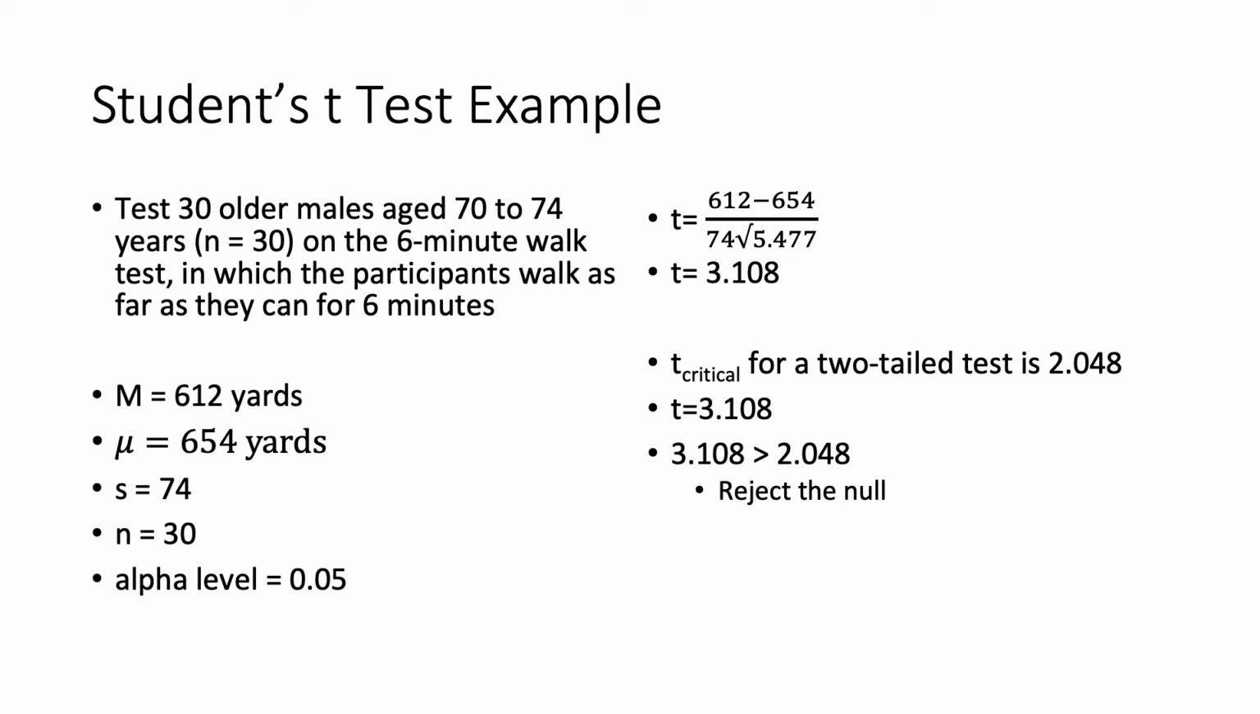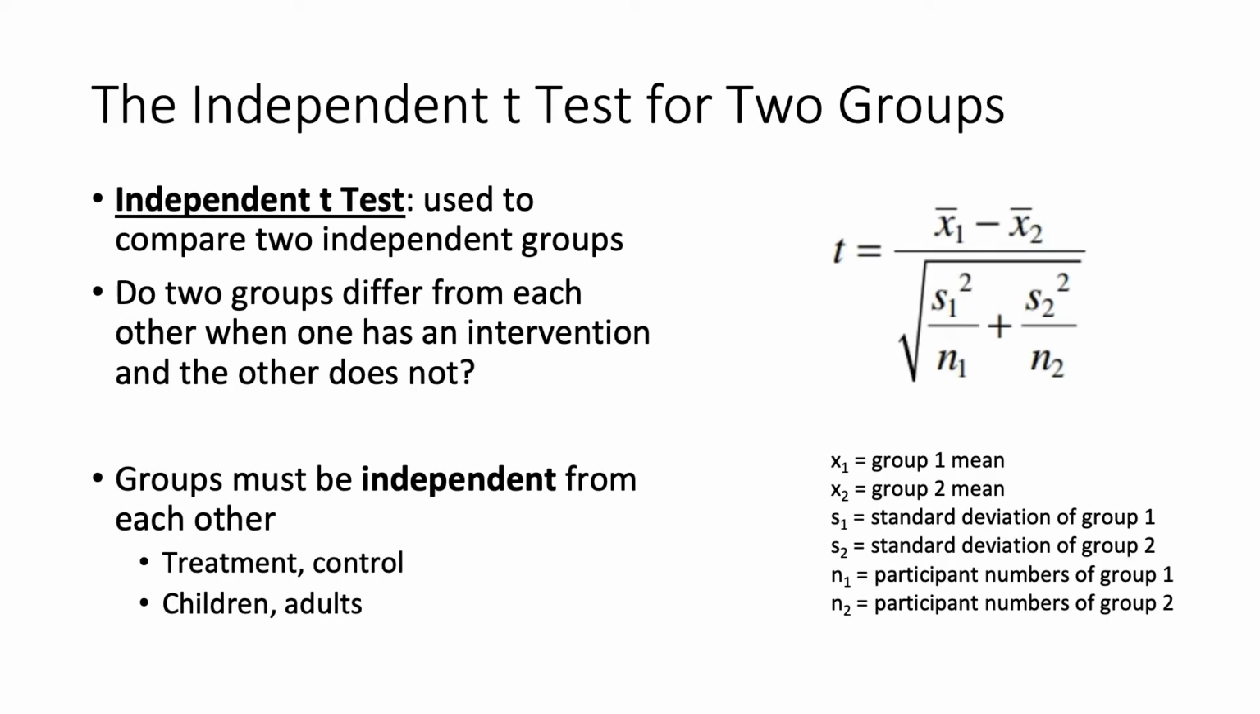Therefore, you are going to reject the null that the population and sample means are the same and conclude that the sample group of 30 older males from the local senior center walked farther than the population mean on the 6-minute walk test. More frequently, you will want to compare two groups of participants to each other rather than a population mean. So the student's t-test is not appropriate then. You will then have to use other types of t-tests.